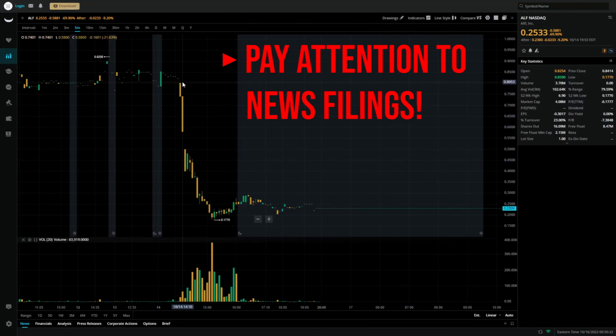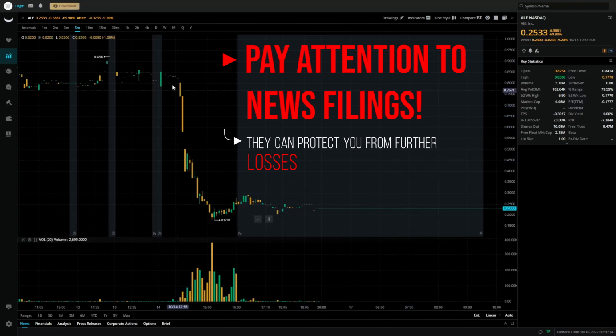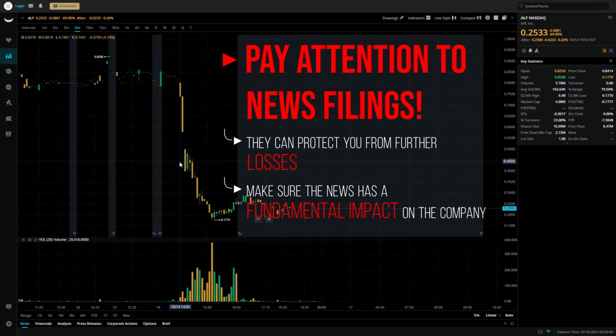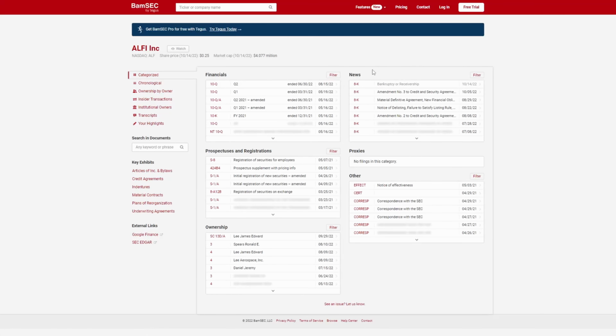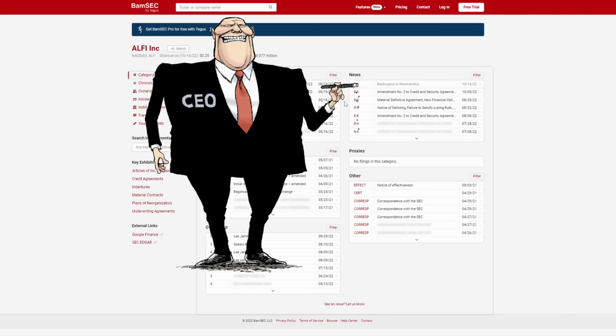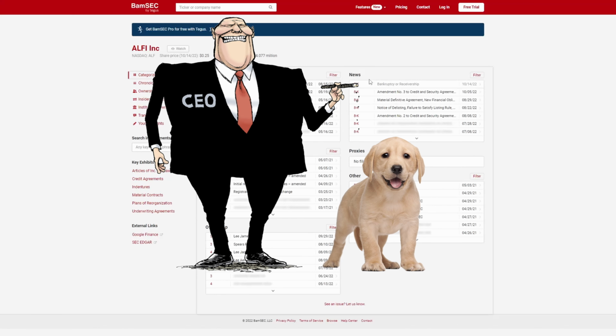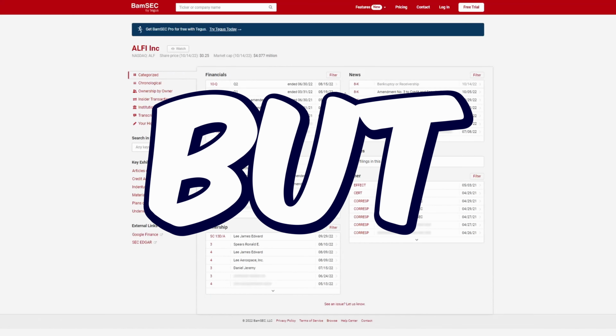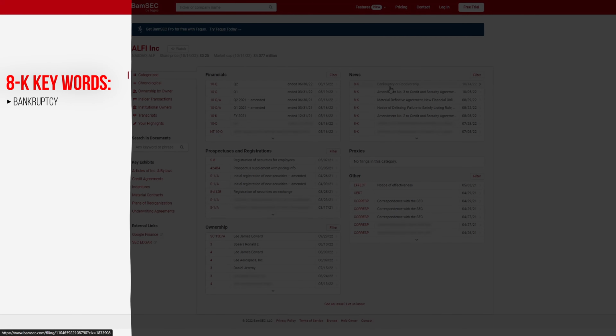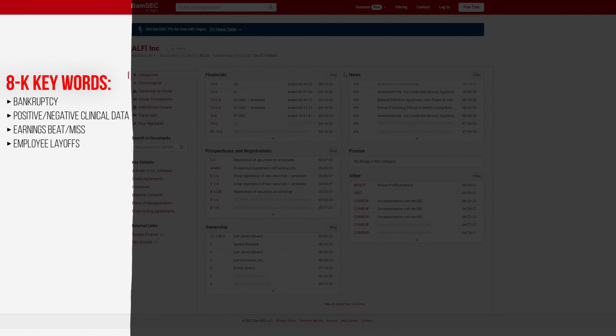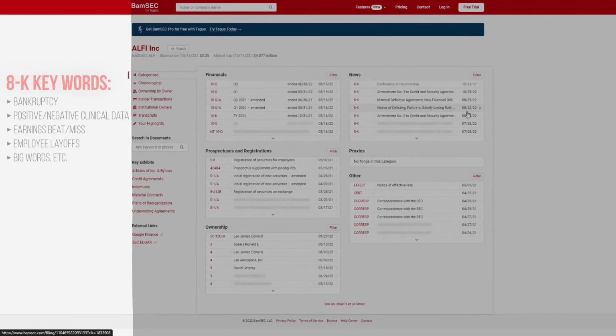So that's why it's very important for you to pay attention to these news filings, but make sure it's something that'll fundamentally impact the company. Now, if you see a news filing that says the CEO bought a new pet dog or something, that's not going to impact the stock because it has nothing to do with the company. But if you see some important keyword like bankruptcy, good clinical data, good earnings, or the CEO decides to lay off half of their workers, something big and important like that, you want to pay attention to. So make sure you're reading the titles carefully so you understand what's going on.